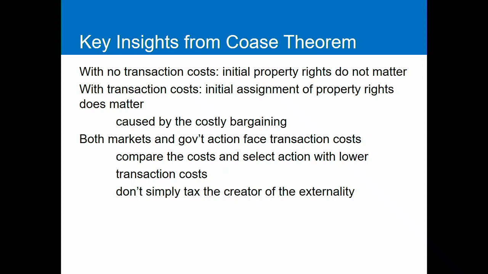So the key insights from Coase theorem. When there's no transaction cost, the initial property rights don't matter. Now this is very rare. This is like the farmer and the mill owner on the same stream. These sometimes do exist. So when they exist, initial property rights do not matter. It's great. These negotiations sort everything out and do so very easily.